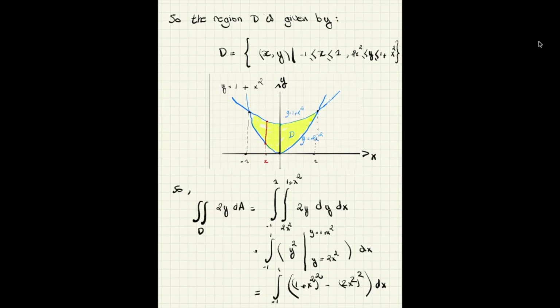Not necessarily, but here I don't see how you can do it in just one variable function because this is the volume that lies above this region D. So whenever you have a volume, I mean, if you had 1 here instead of 2y, yes, you can do it with just one variable.